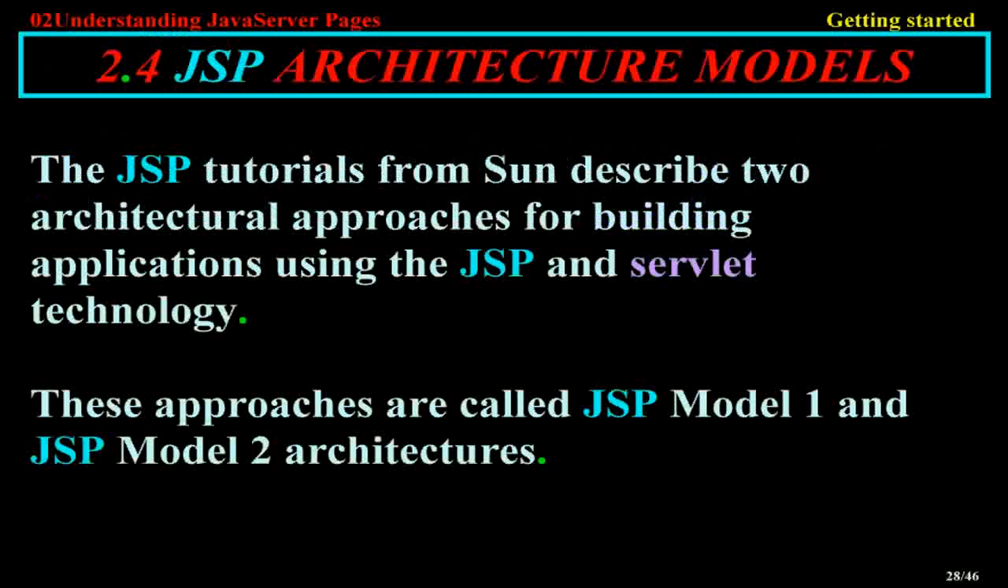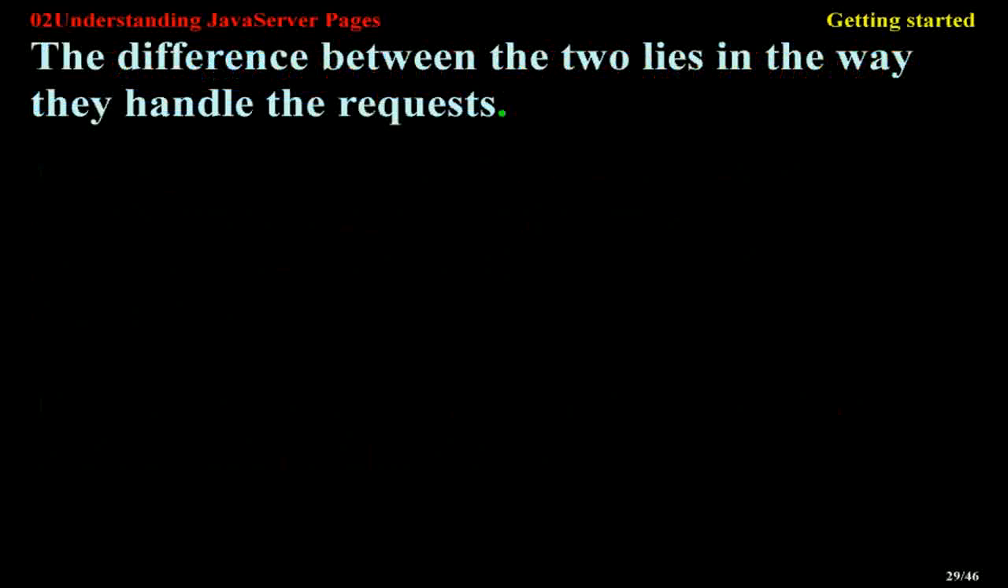2.4 JSP architecture models. The JSP tutorials from Sun describe two architectural approaches for building applications using the JSP and servlet technology. These approaches are called JSP Model 1 and JSP Model 2 architectures. The difference between the two lies in the way they handle the requests.